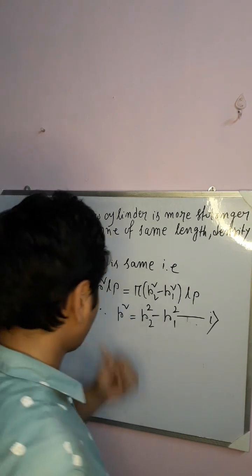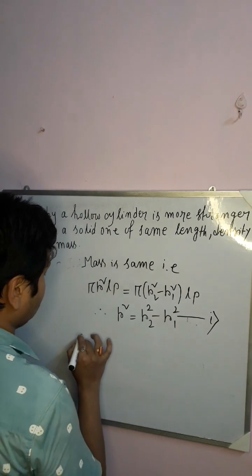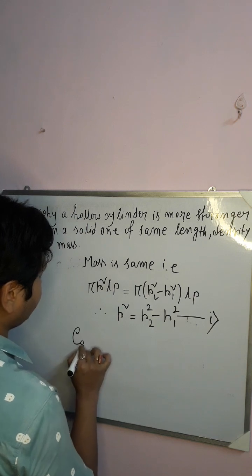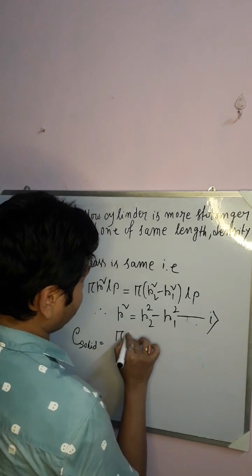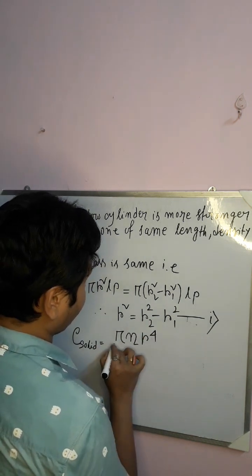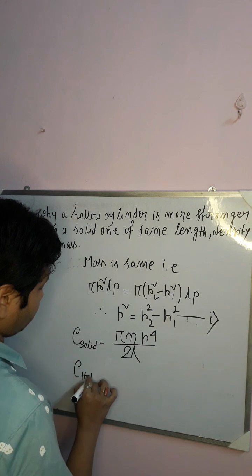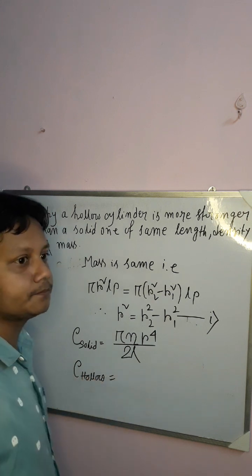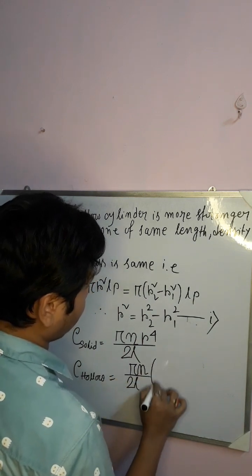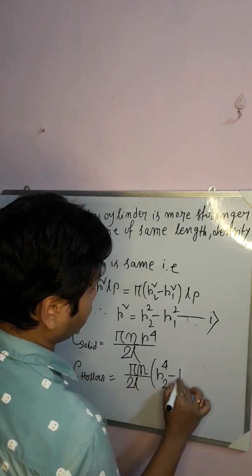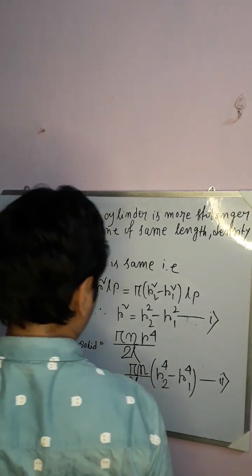Now again we know that there is a twisting couple per unit angular twist. So for the solid cylinder we can give it a name C solid, that is the twisting couple per unit angular twist. Since the radius of the solid cylinder is R, we can write C solid equals this. And what would be C hollow, that is the twisting couple per unit angular twist for the hollow cylinder, where length is same and this is the outer radius and this is the inner radius. So this is the relation.